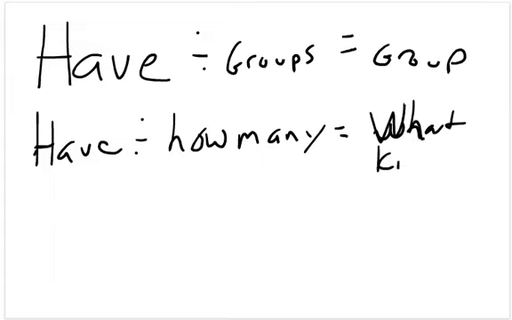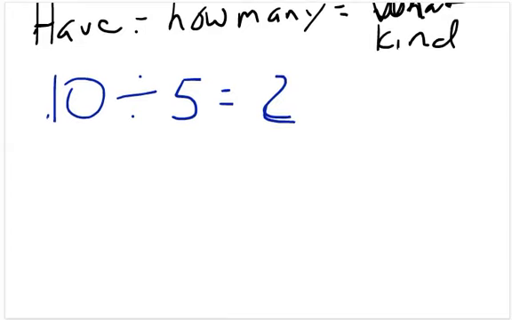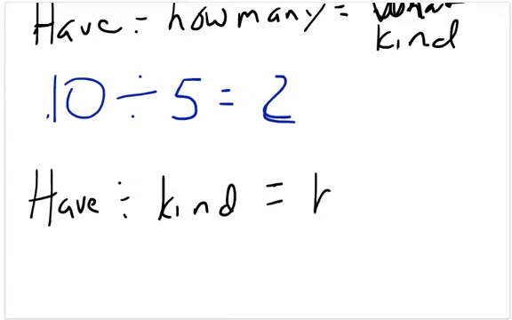Right? An example of that would be if I have $10 and I split that amongst 5 people, the kind of group each person will get is 2 of something. Okay? Well, the same idea applies if we say we have divided by the kind of groups, right? That'll tell us how many groups we can do.